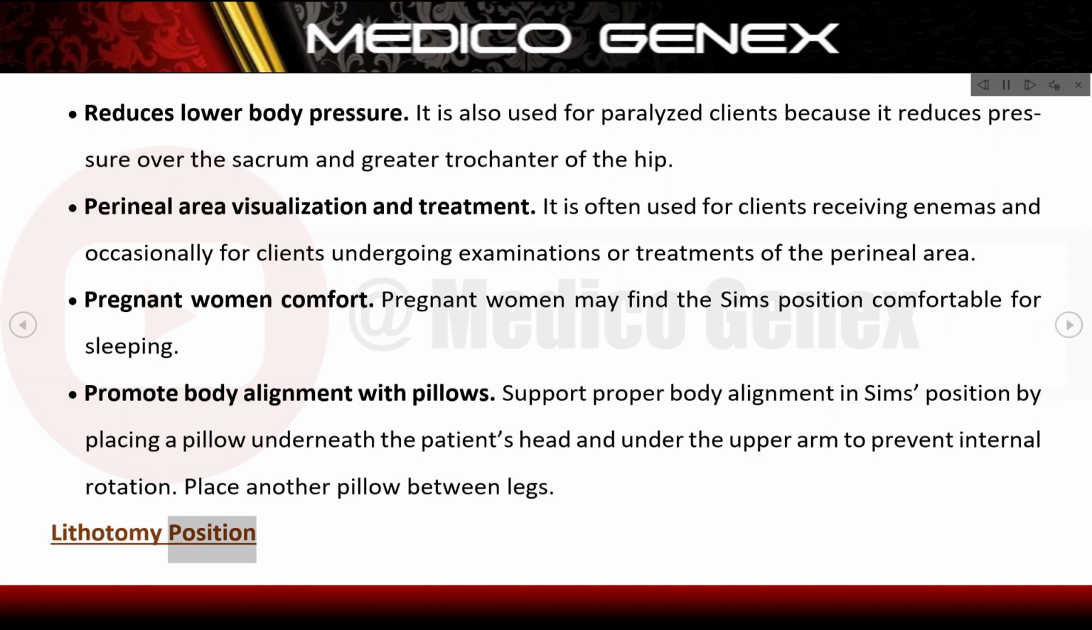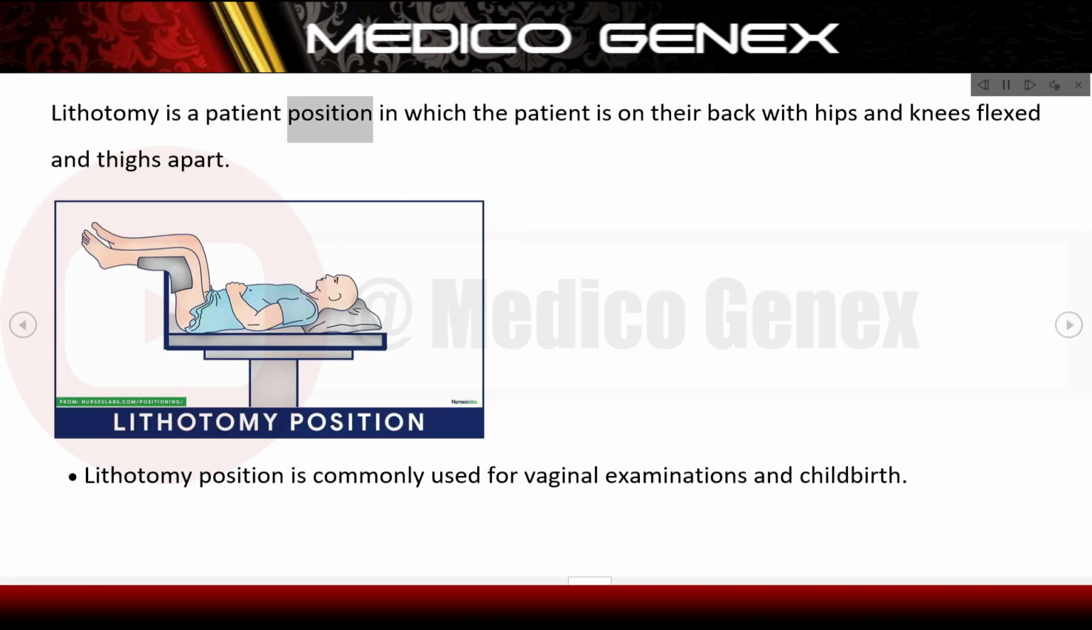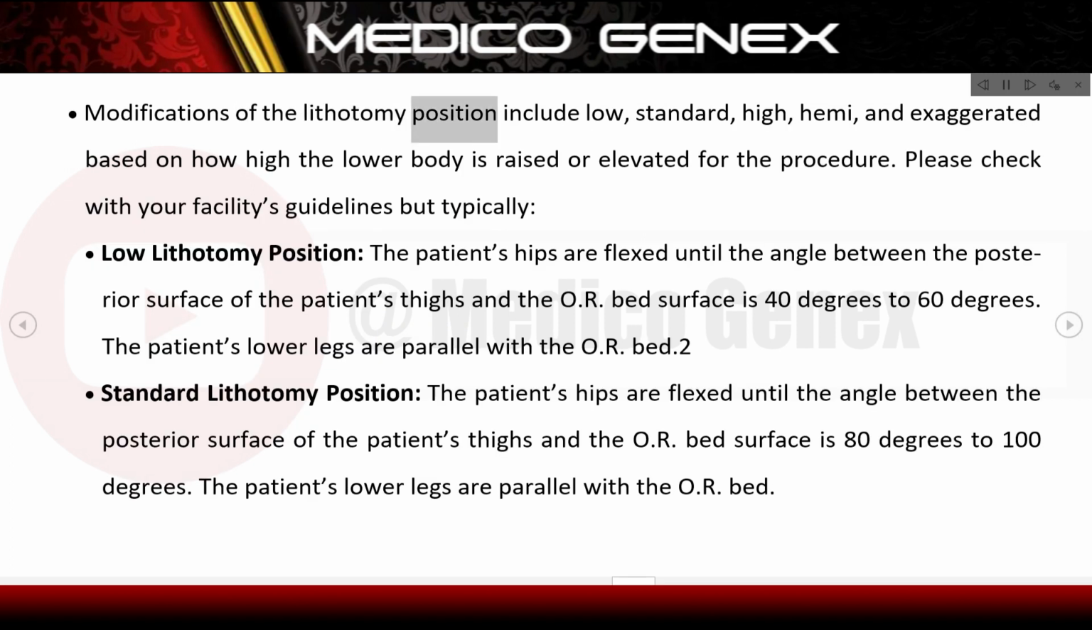Lithotomy position. Lithotomy is a patient position in which the patient is on their back with hips and knees flexed and thighs apart. Lithotomy position is commonly used for vaginal examinations and childbirth. Modifications of the lithotomy position include low, standard, high, hemi, and exaggerated, based on how high the lower body is raised or elevated for the procedure.